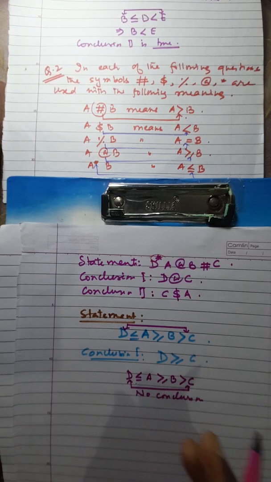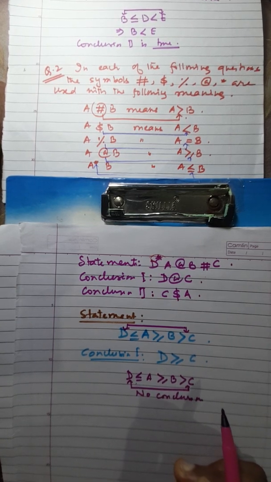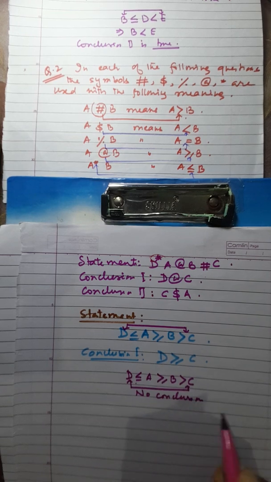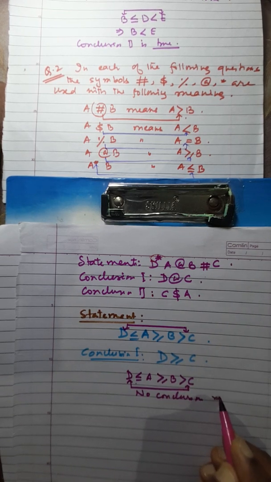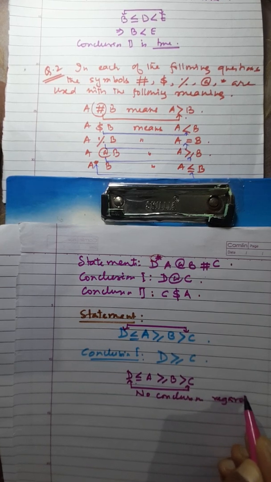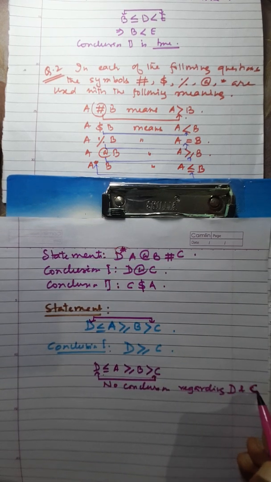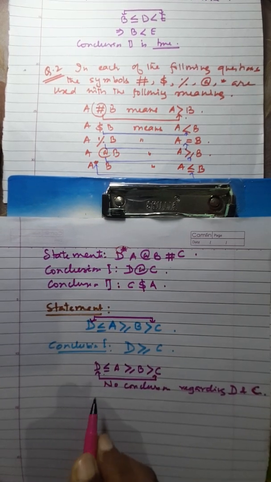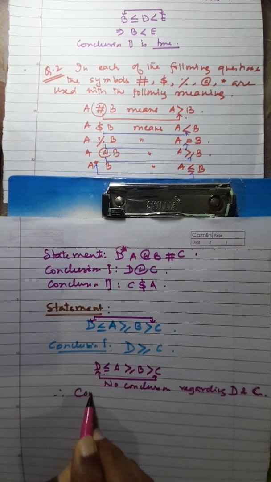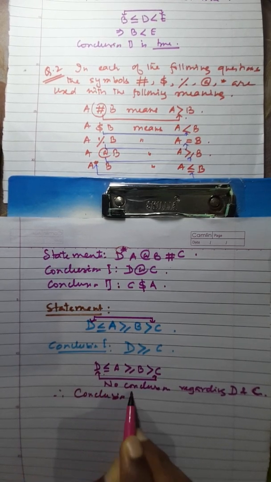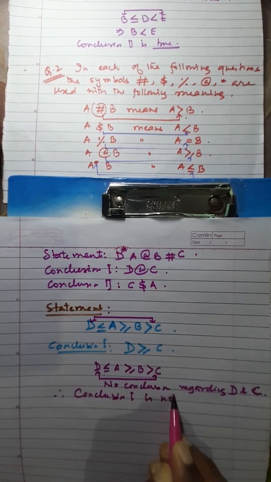One less than and one greater than together are coming in between. So no conclusion regarding D and C. You can say it in this way: no conclusion regarding D and C. So conclusion 1 is not true.